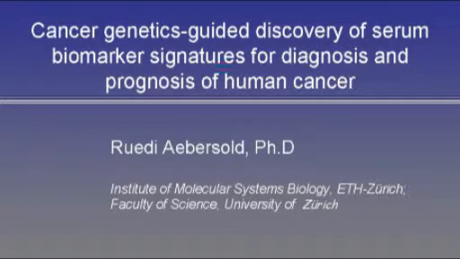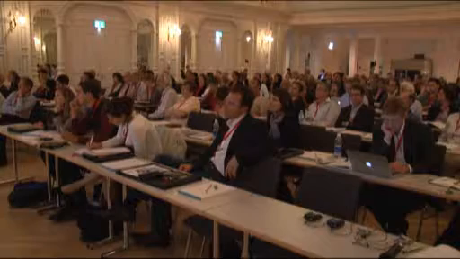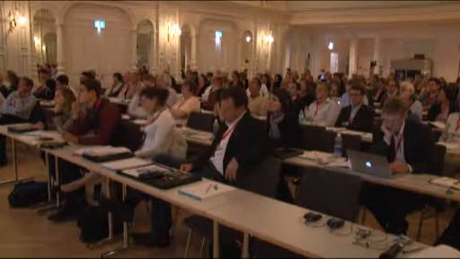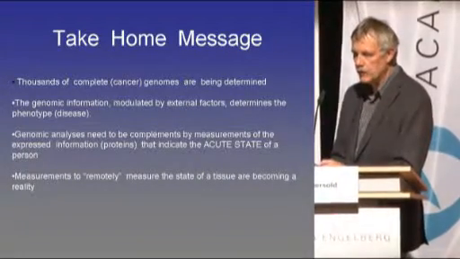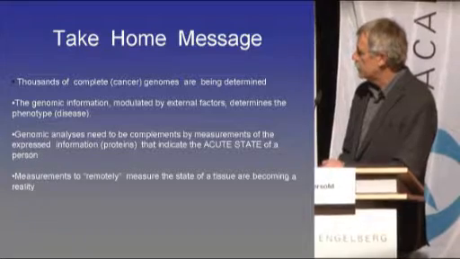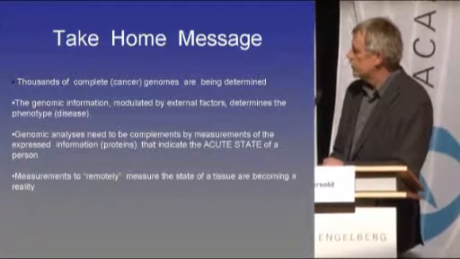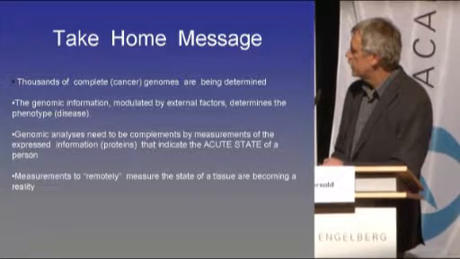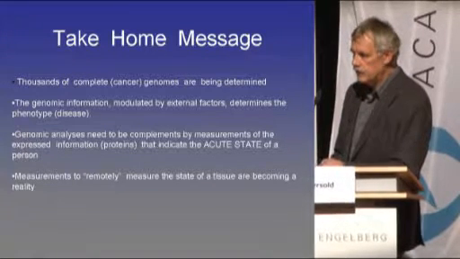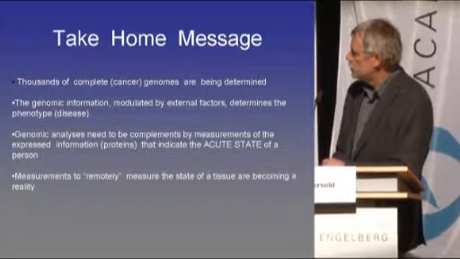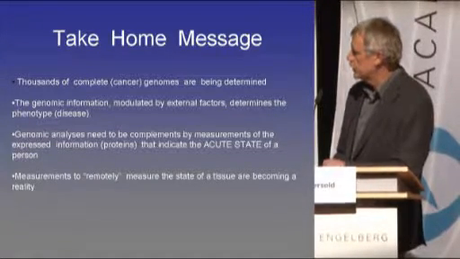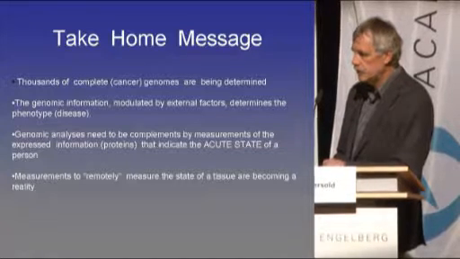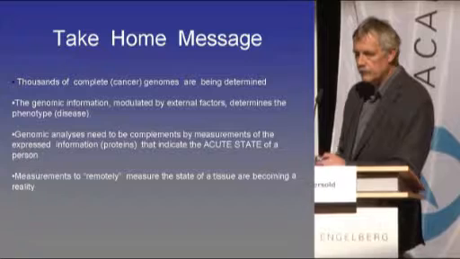This is a fairly complicated title, but the story I'm going to talk about is actually quite simple, and it follows very nicely what George just explained. We have thousands of complete genomes, including cancer genomes, that are being determined and recorded and exploited computationally. This genomic information is modulated by external factors, and together they determine a phenotype, in this case, the one I'm going to carry through, which is cancer. The phenotype is cancer.